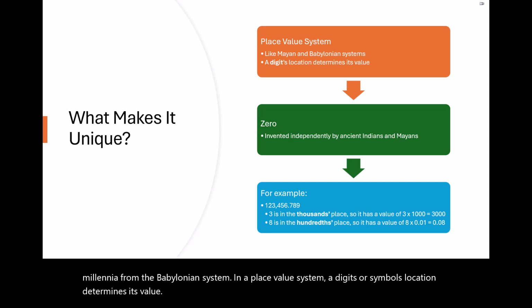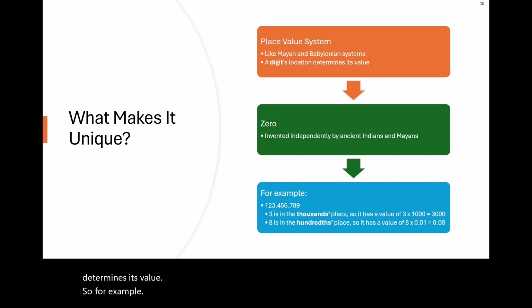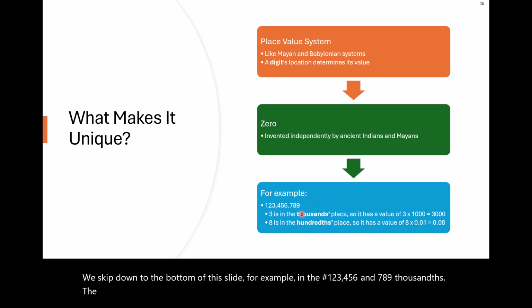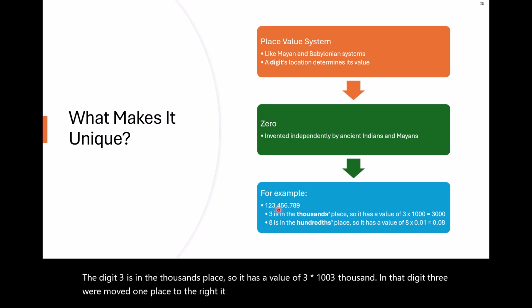So, for example, if we skip down to the bottom of this slide, in the number 123,456 and 789 thousandths, the digit 3 is in the thousands place. So it has a value of 3 times 1,000, 3,000. If that digit 3 were moved one place to the right, it would be in the hundreds place, and it would have a value of 300.